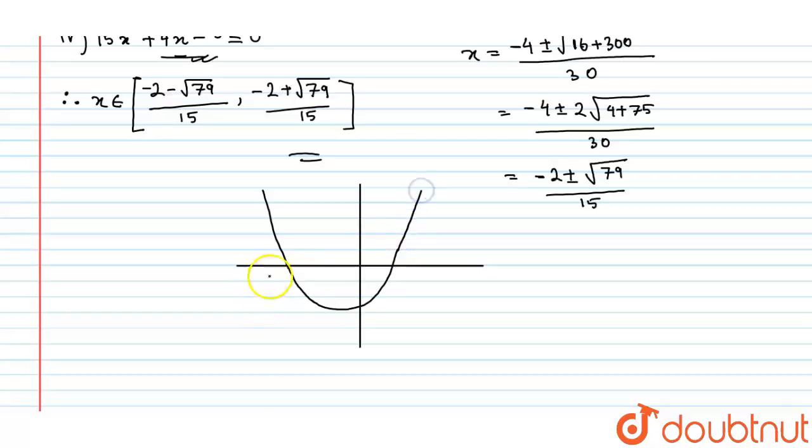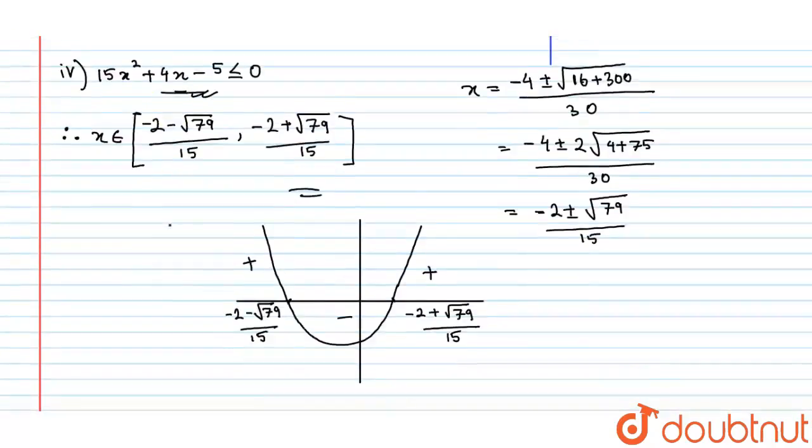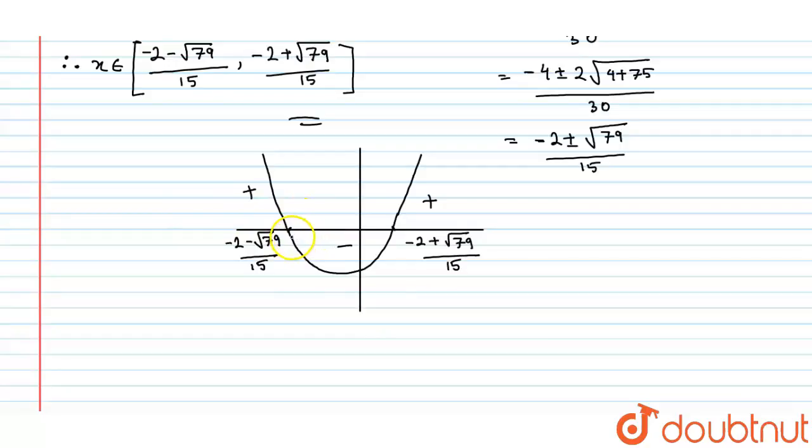The roots are opposite in sign, so suppose this is minus 2 minus root 79 divided by 15, and this will be minus 2 plus root 79 divided by 15. We can assign the signs as plus, minus, and plus. Over here it is given as less than equal to 0, so we shade this area as our required solution along with the boundary, because it is equal to 0, that means the points on this parabola will also satisfy the equation. So this is basically our final analysis.